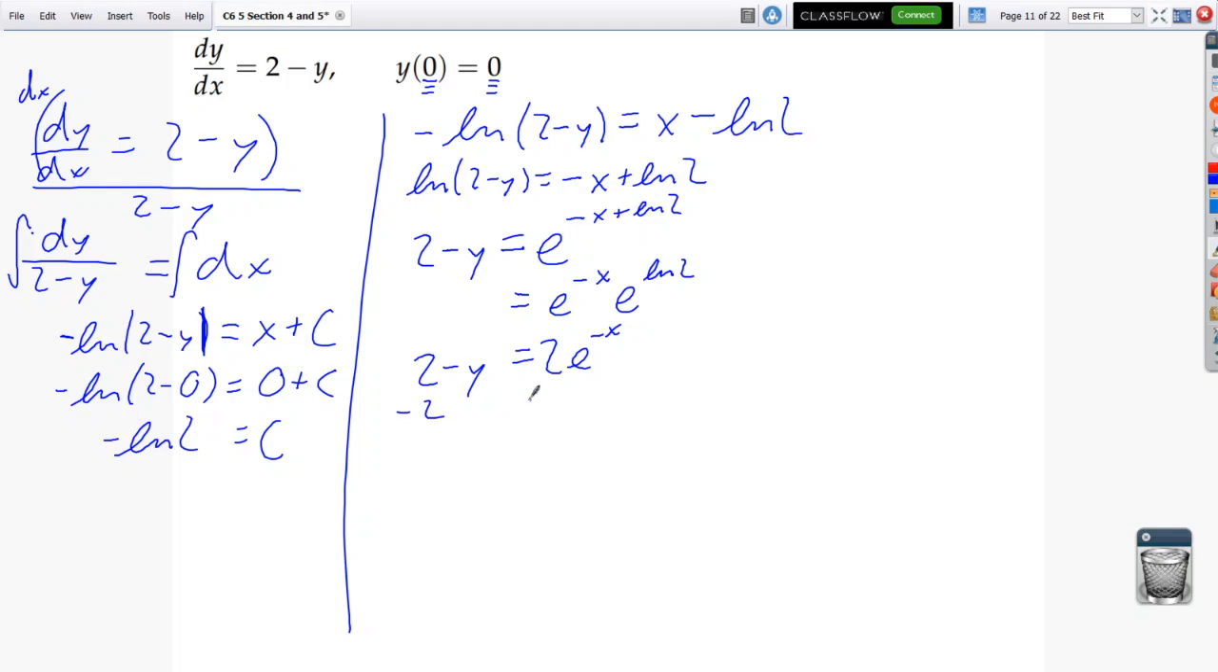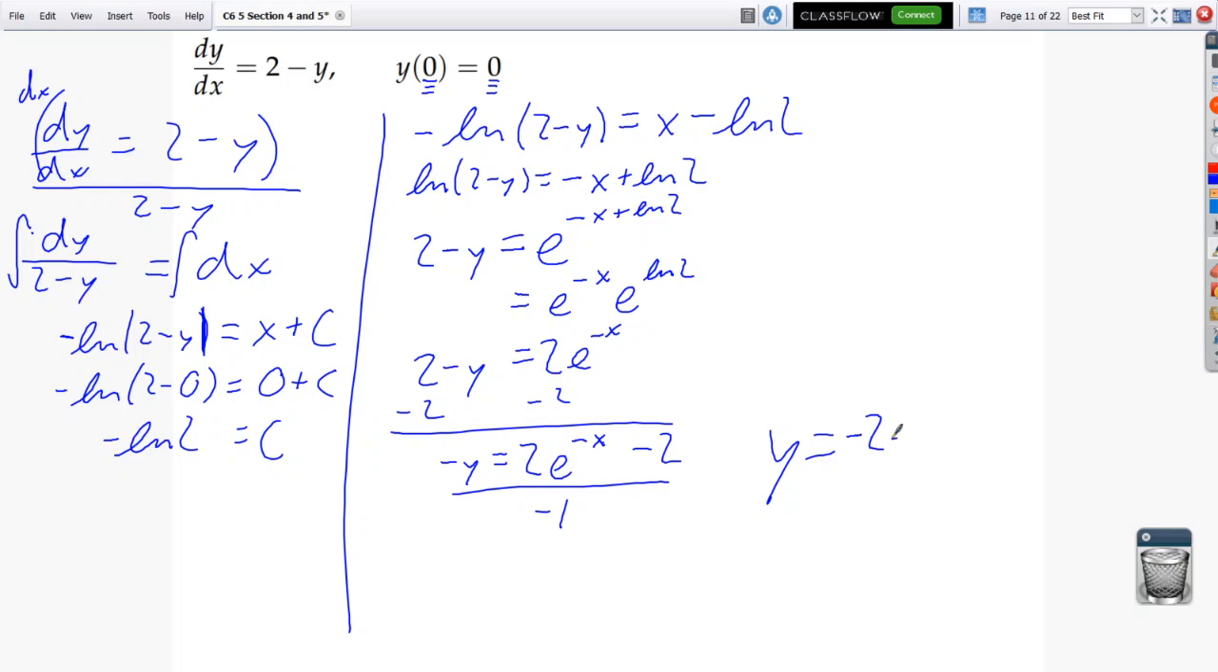Again, I want to subtract 2 from both sides. So I'm going to have negative y is equal to 2e to the negative x minus 2. Divide by negative 1. I'm going to get y is equal to negative 2e to the negative x plus 2. Just because I like to write these in the prettiest way possible, 2 minus 2e to the negative x is how I would put it. But either way, as long as you have y solved for, you're good.